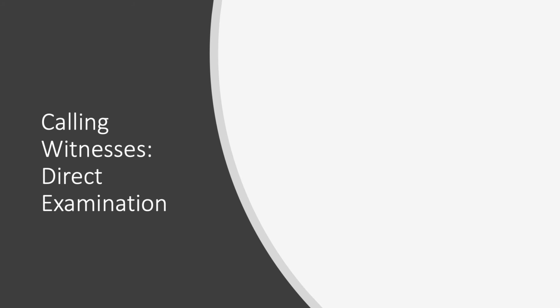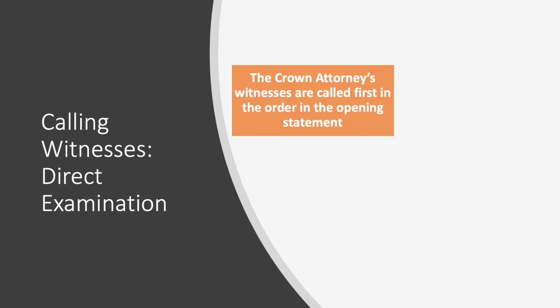After a witness is sworn in, the Crown Attorney will begin asking the witness questions. This is called a direct examination. The Crown Attorney's witnesses are called first in the order outlined in the opening statement. Direct examination questions are used to get a witness to tell their story, so the party questioning the witness cannot ask leading questions.